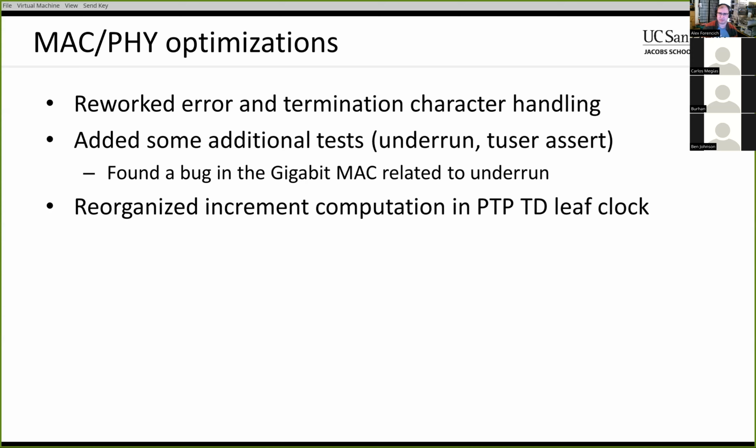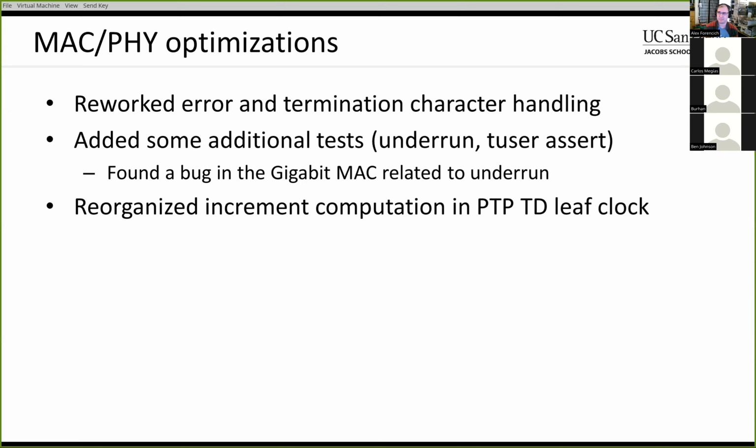I also added a couple of additional tests for underrun and T-user assert, just to make sure that the Mac was doing the correct thing in those cases. I found a bug in the Gigabit Mac related to underruns, and that's been fixed now. I also did a pretty significant reworking of how these states are handled. Basically the idea is to try and bring it as close as possible to normal frame transmission out of the Mac.